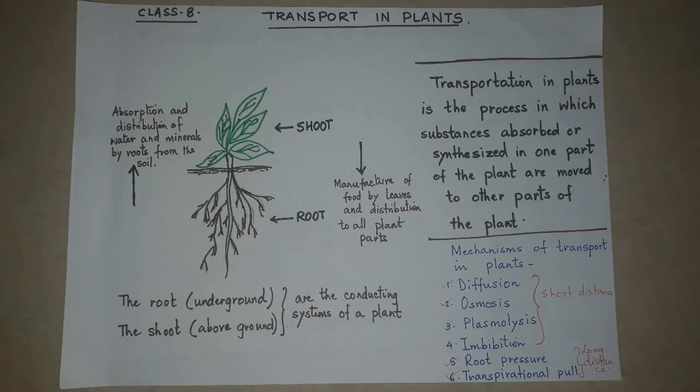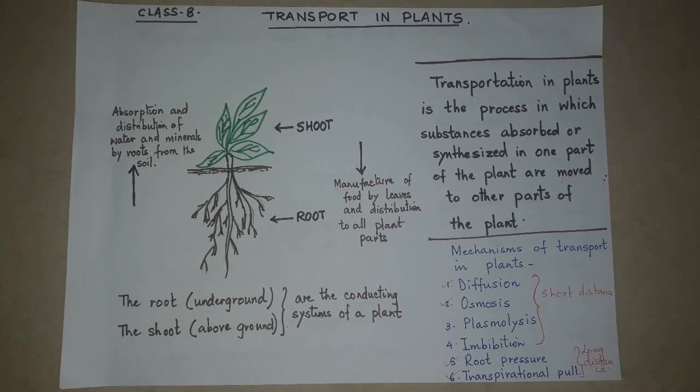Therefore, how will we define transportation? Transportation in plants is the process in which substances are absorbed. What is absorbed? Water and mineral nutrients from the soil are absorbed by the root, or synthesized. What do you understand by the term synthesized? Manufactured or made. And what is made? The food is made in the leaves with the help of chlorophyll and sunlight, in one part of the plant, and moved to other parts of the plant.